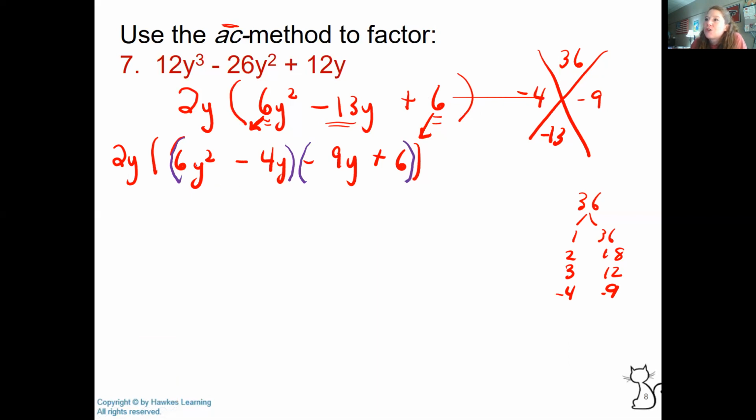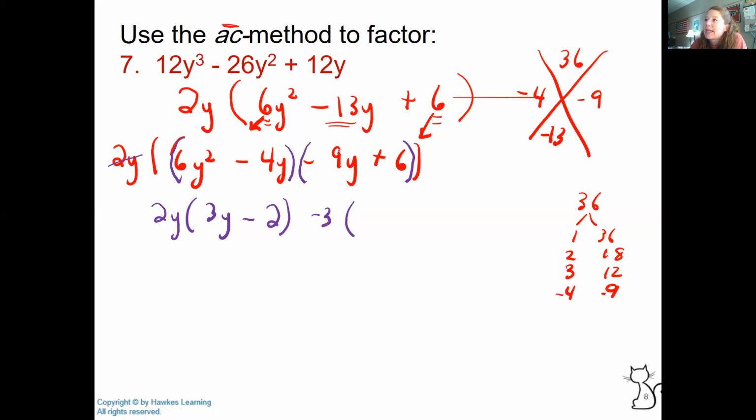Well, I could pull out a 2 and a y, right? So let's just ignore that for a minute. I'm going to pull out a 2 and a y. Well, 6y squared divided by 2y is 3y. Negative 4y divided by 2y is minus 2. So now I'm going to see, what could I divide 9 and 6 by? Well, I could divide them both by a positive 3. Actually, I'm going to divide by a negative 3, and I'll show you why in just a second. All right, I'm going to pull out a negative 3.